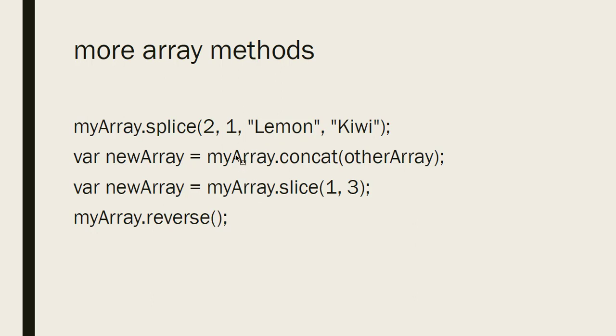And we talked about two methods that actually produce new arrays. So they use the concat method, which takes two arrays and puts them together to form a new array. Slice does the same thing. It takes a portion of an existing array and extracts the specified elements and puts them in a new array. And then we also talked about the reverse method.